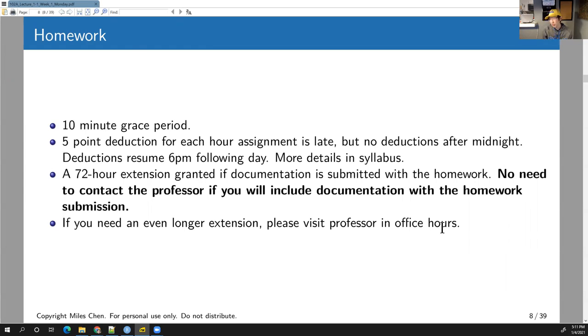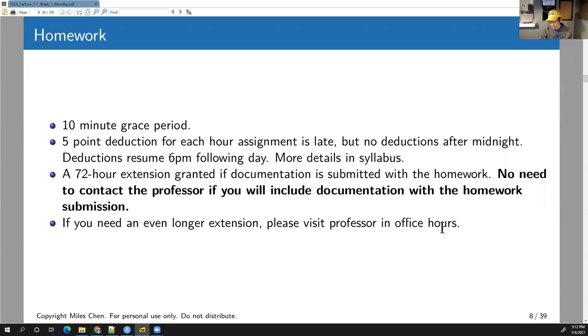Generally, I make my due dates 6 p.m. California time. Whatever time zone you're in, just make sure you turn it in at the right time. There's a 10-minute grace period, and I have details on how the late policy works.